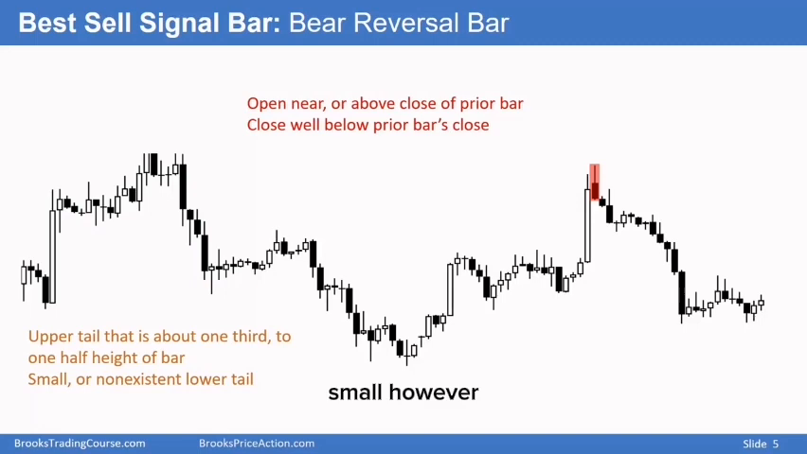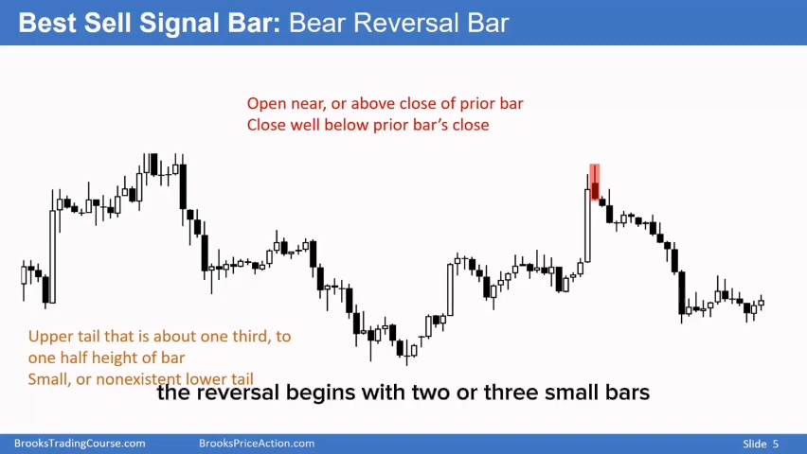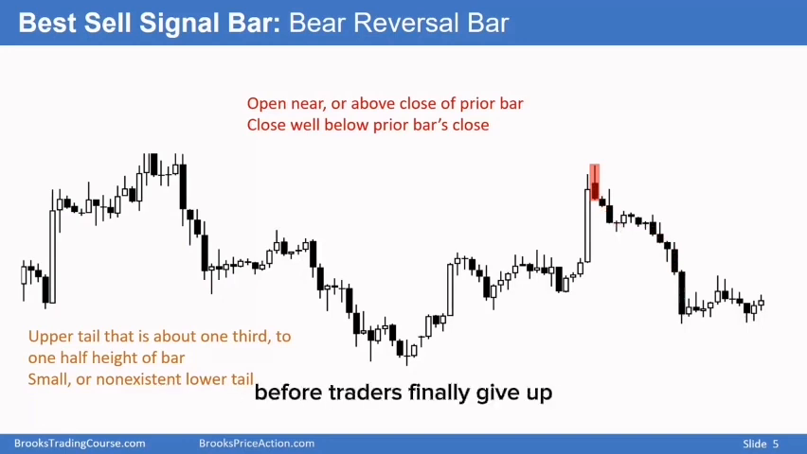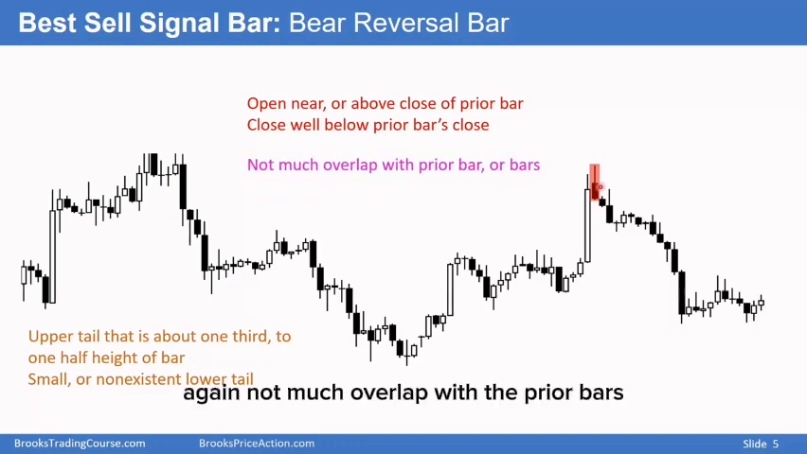That's not a particularly strong entry bar for the bears. It's small. However, a lot of times after a buy climax, the reversal begins with 2 or 3 small bars before traders finally give up, the bulls finally give up. Again, not much overlap with the prior bars. It overlaps obviously the bar before, but not the bars before that. It's happening at an extreme, not in a tight trading range.